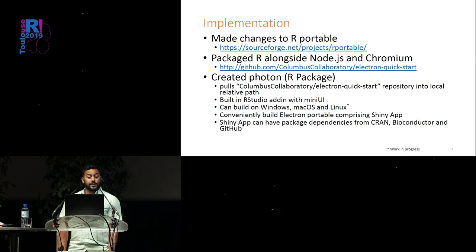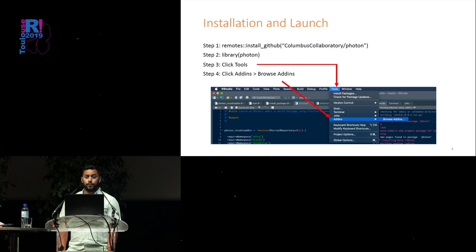So how we implemented this was by making changes to R Portable. We pulled that down, made some changes to make a relative local path, and then we packaged Node.js, the runtime, and the Chromium rendering engine, and we created this package called Photon.